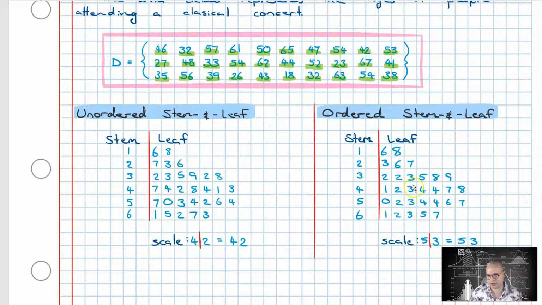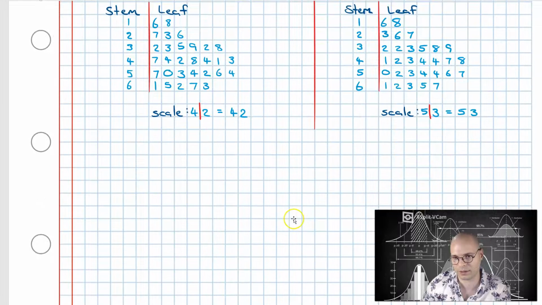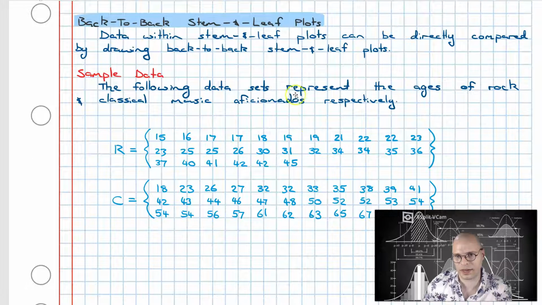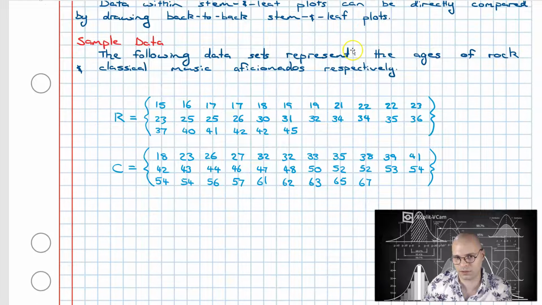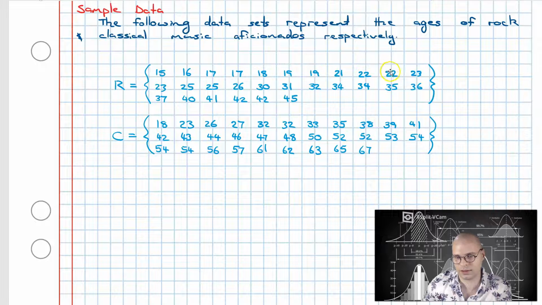Now, as well as doing these stem and leaf plots I've shown here, we can also compare data by drawing what's called a back-to-back stem and leaf plot. The advantage of drawing a back-to-back stem and leaf plot is so we can make direct comparisons between the data itself. Now, consider if we have two data sets. One data set representing the typical age of rock aficionados, and the other one showing for classical music aficionados. What we're going to do is draw a back-to-back stem and leaf plot representing both of these data sets so we can make some comparisons based on the age of the people who like this music.